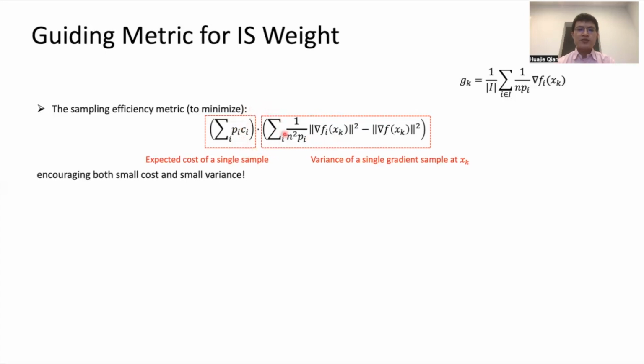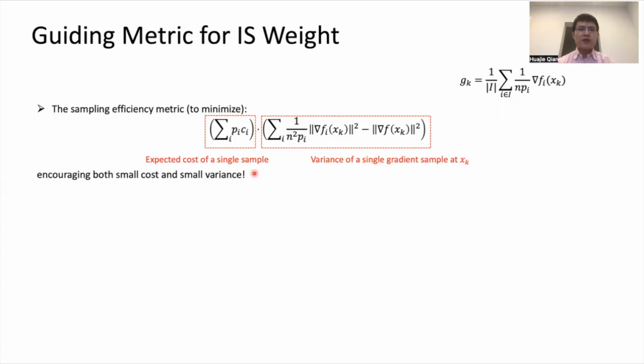So to understand this metric, I put down the formula for the gradient estimate. And if you calculate the variance of this gradient estimate, it will be in this form. Okay? And the first term is simply the expected cost of a single gradient evaluation if you sample according to P. And by minimizing this metric, we can obtain a sampling weight that induces both low cost and low variance.